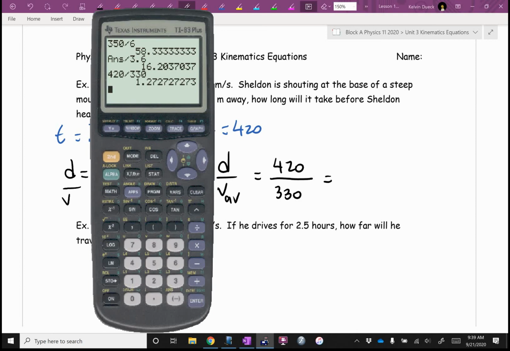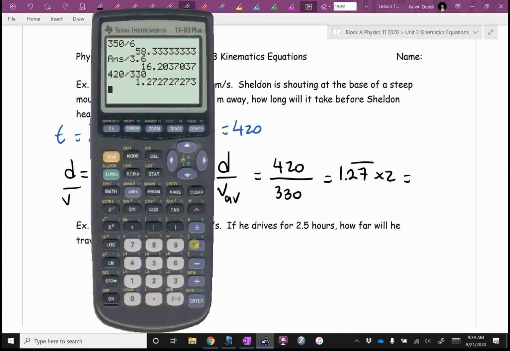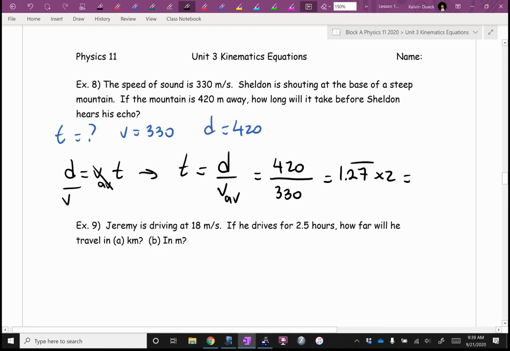Times 2. Okay. So I'm going to write 1.27 repeating, and then I'll just put times 2. I'm going to use the answer button times 2 because it's less typing and more accurate. And I get 2.5454. How many sig figs should I go to in this question? Technically, 330: how many sig figs? 2. If I'd wanted that to be 3 sig figs, what would I have written? 330 with a decimal, yes? And 2 sig figs, so 2.5 seconds.